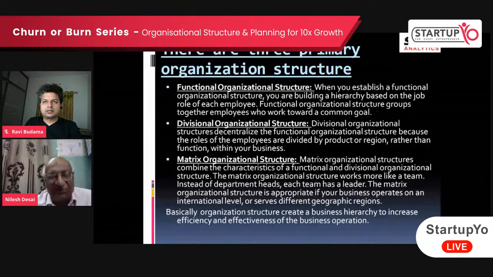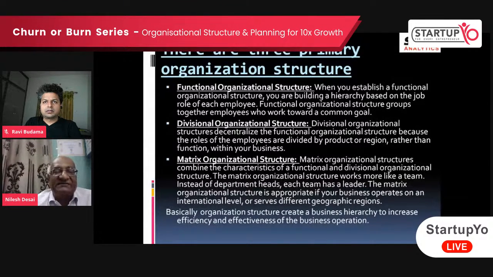Then when you grow, the divisional organization structure decentralizes the functional organization structure, because the roles of the employees are divided by product or region rather than function within your business. Suppose you have a branch office at Chennai or Bangalore and you will not be there, so you will need a divisional head. Or you have some products, and the product management team can be different.